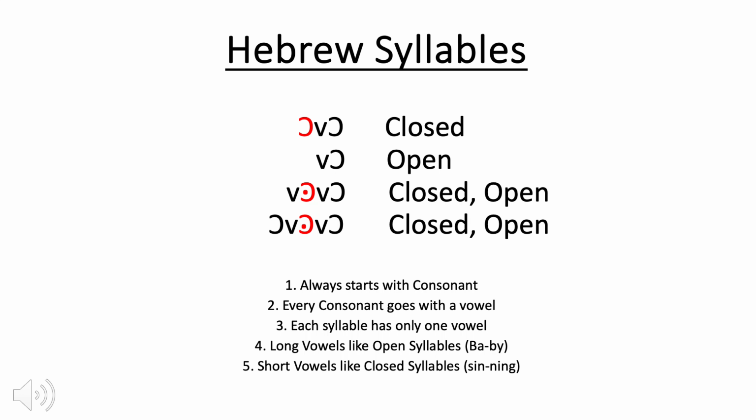Keep in mind, then, a summary of our rules. We always start a syllable with a consonant, even a quiet one, like ayin or aleph. Every consonant goes with a vowel, either the vowel before or the vowel after the consonant. Each syllable has only one vowel. Long vowels prefer open syllables, like the bay in baby. Short vowels like closed syllables, like sin in sinning. Dagesh forte allows us to double that consonant to close the syllable.